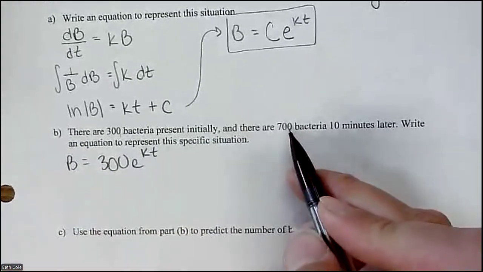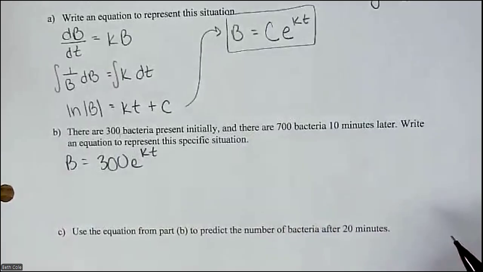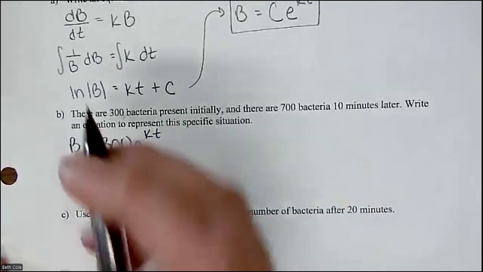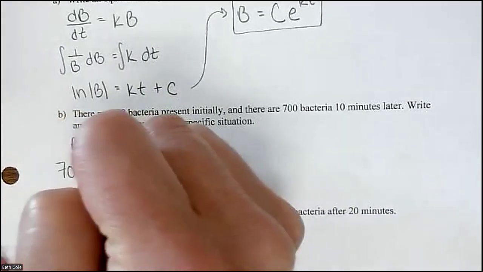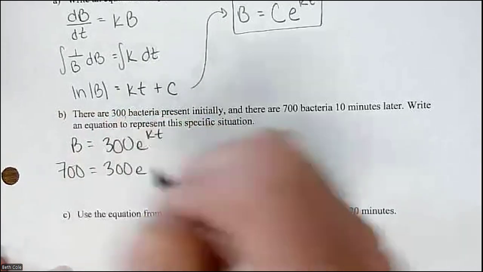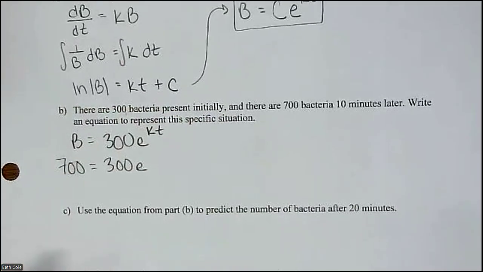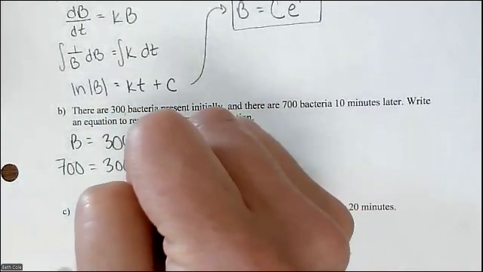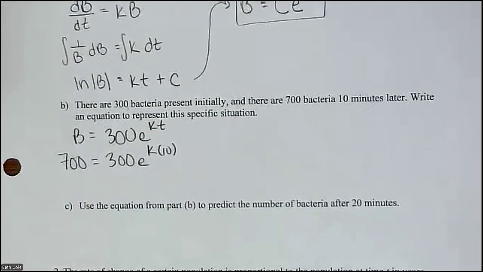All right. There are 700 bacteria 10 minutes later. So you're going to put in 700 for your amount of bacteria. And then 10 is going to go in for what? T is time. And then we're going to solve that. Again, it's not calculus. We're really just doing pre-calc here.